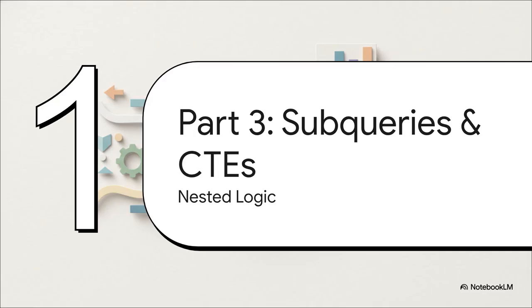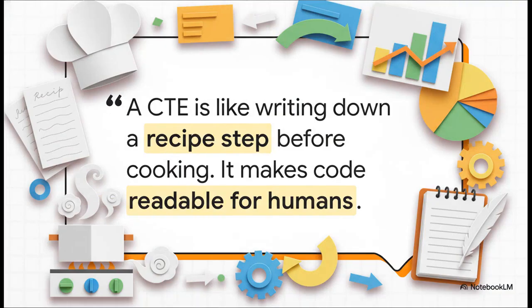Okay, so our query is getting really powerful. We're joining tables, we're running complex rankings, but let's be honest, it's also starting to look like a long, tangled mess that's hard to read. Our final tool is all about taming that complexity. They're called Common Table Expressions, or CTEs for short. And I absolutely love this analogy.